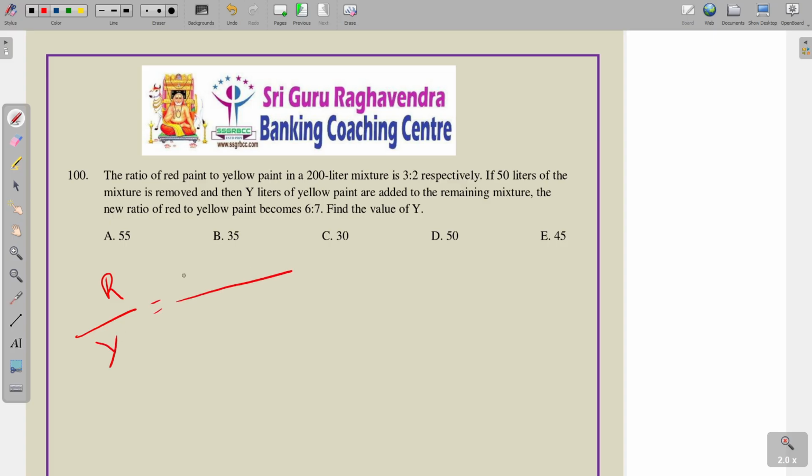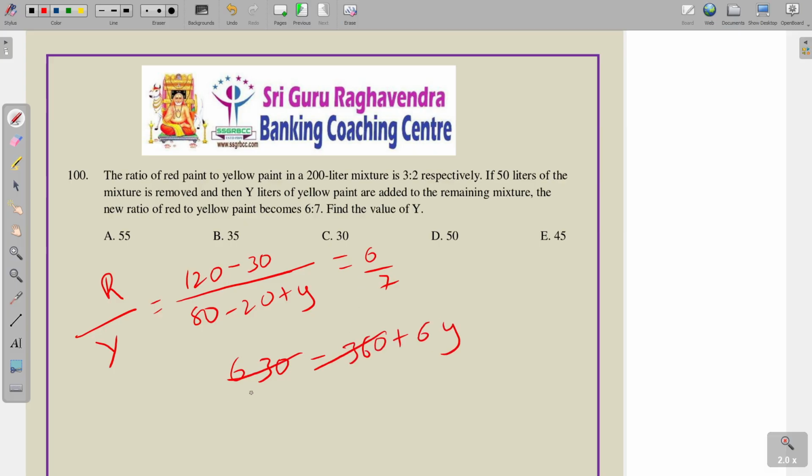Last question. The ratio of red paint to yellow paint in a 200 liter mixture is 3:2, which means 5 parts are 200, so 1 part is 40, giving 120 and 80. From that, 50 liters of mixture is removed, which means 30 and 20, and y liters of yellow is added. So the new ratio is 6/7. 90 into 7 is 630, equal to 60 into 6, which is 360, plus 6y. After subtraction it is 270, and dividing by 6, the value of y is 45. Thank you.